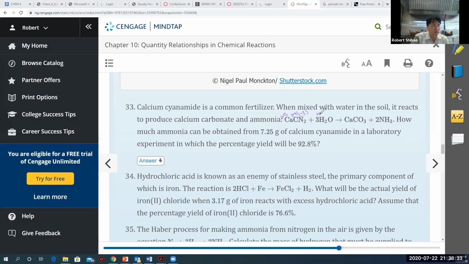Hydrogen gets assigned first at +1, and oxygen's at -2. Here, calcium gets assigned first at +2, oxygen next at -2. So -6 +2 is -4, this is +4. And hydrogen gets assigned first at +1, nitrogen's -3. So when we look at it, nothing changed.